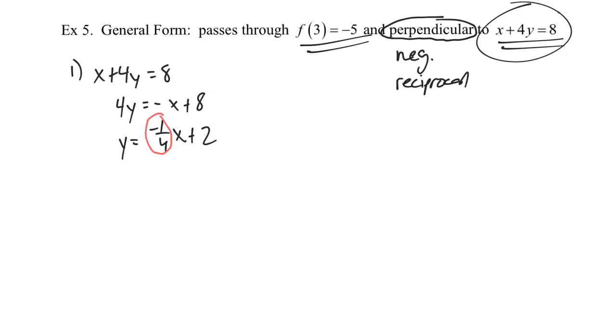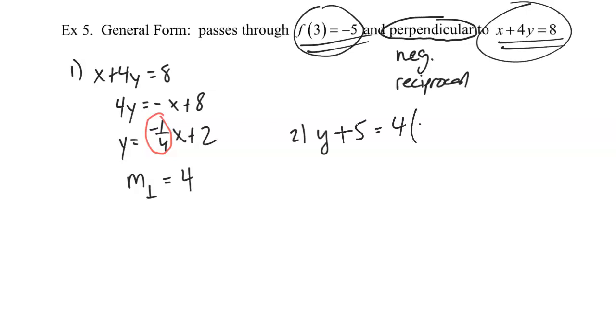And so I see that the slope of this line is negative 1/4, and so what does that mean for the slope of the line that's perpendicular? Well, I'm going to take the negative reciprocal, so the opposite reciprocal is going to be positive 4/1, and so when I go to write this in point slope form, that's the slope that I'm going to use, positive 4. Okay, so using the given point right here, 3, negative 5, this is going to be y plus 5 is equal to 4 times x minus 3.